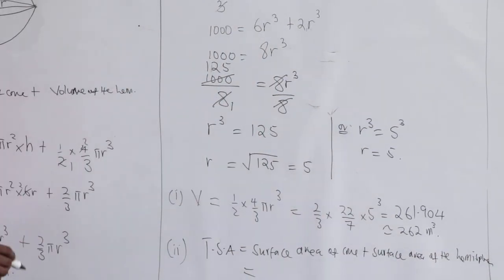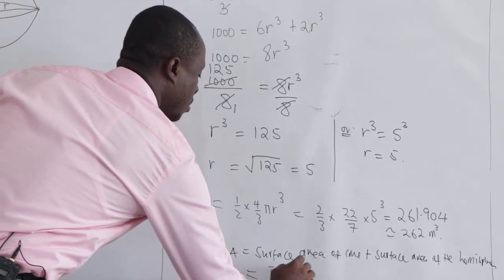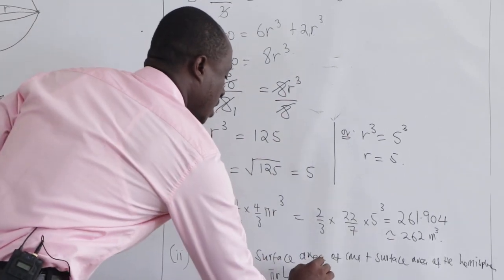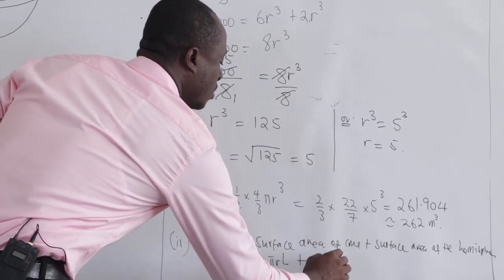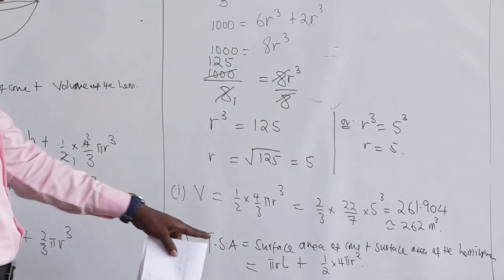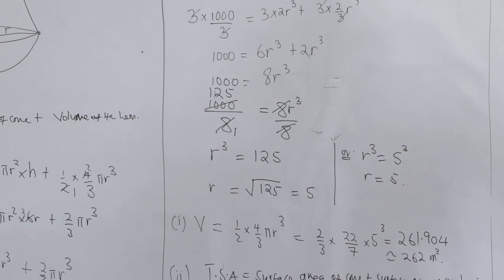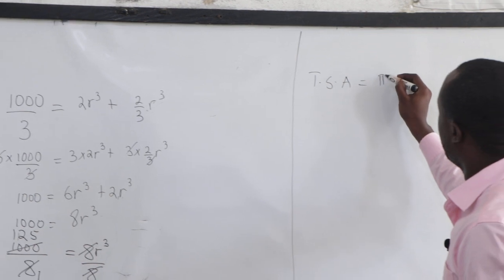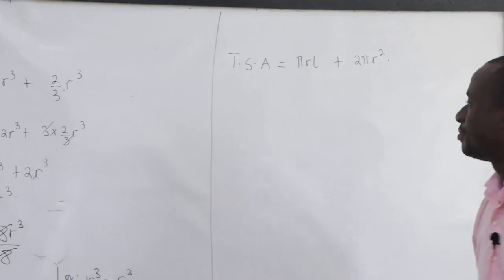Now, what is the surface area of the cone? This is giving us pi RL. What is the surface area of the hemisphere? Now, this is giving us, if it is a full sphere, 4 pi r squared. Because it's hemi, so half times 4 pi r squared. Now, 2 will go into the 4 2 times. So our TSA will be pi RL plus 2 pi r squared.